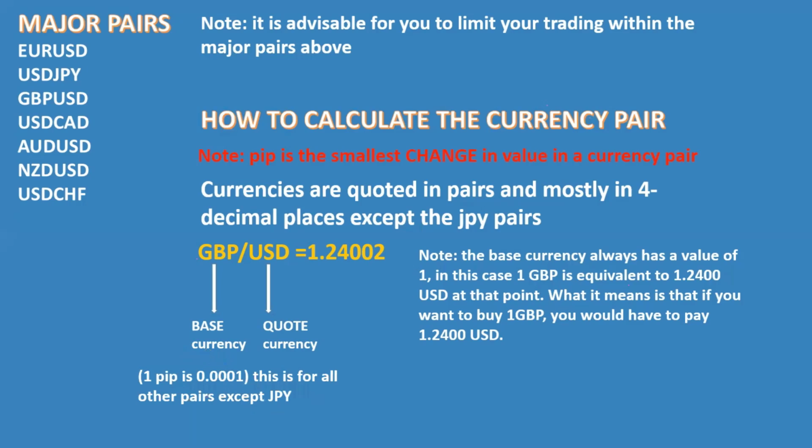1 pip in most pairs is what? 0.0001. So it's equated to 4 decimal places. This is for all other pairs except JPY pairs.